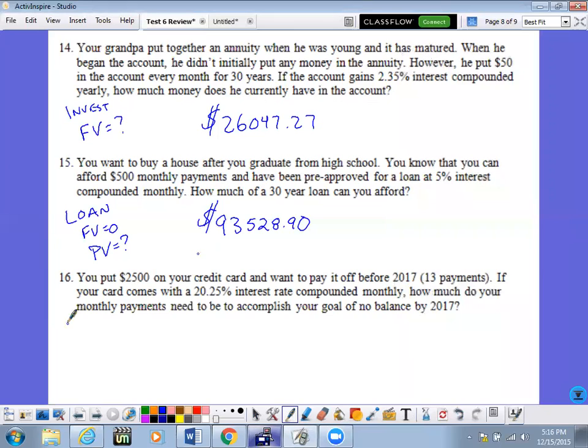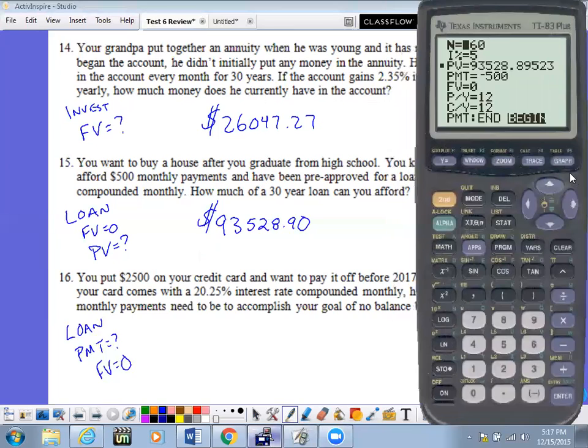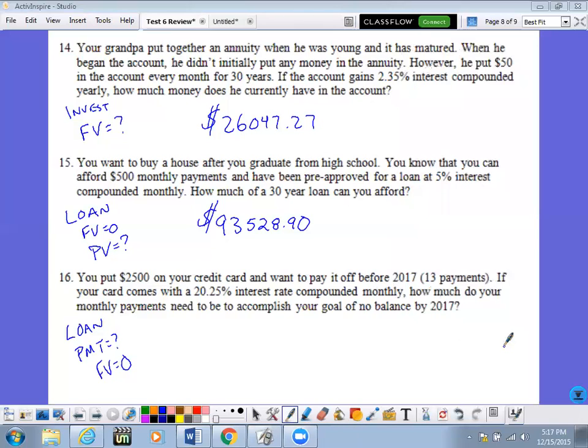So in this case, we're dealing with a loan, and we want to know how much payments are going to be. And we know our future value. I skipped that part, sorry. Future value is going to be 0. Go to your calculator. All right, and so in this case, we have 13 payments. It told us how many payments, so we're going to put the 13. Our interest rate was 20.25.